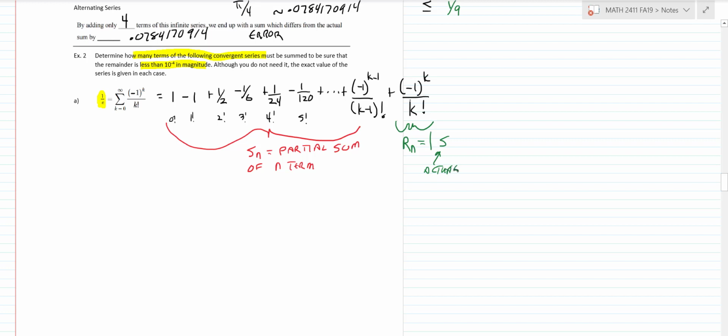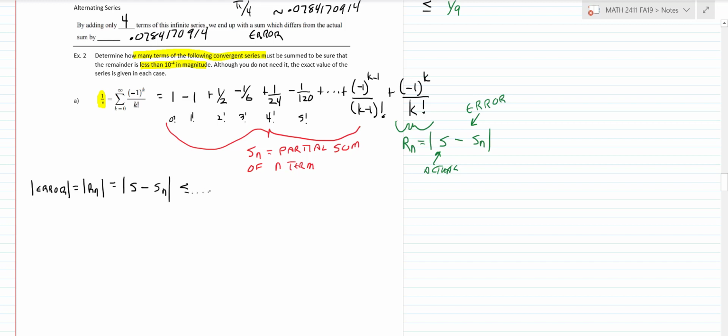minus the partial sum. We know that the actual value is 1 over e minus the partial sum right there. Okay, so that's the error. That gives you the error in approximating the value of this series if you use n terms. So what we're going to do is set up an inequality. The absolute value of the error, that's equal to the remainder, that's the meaning of r sub n, that's equal to the actual sum minus the partial sum.